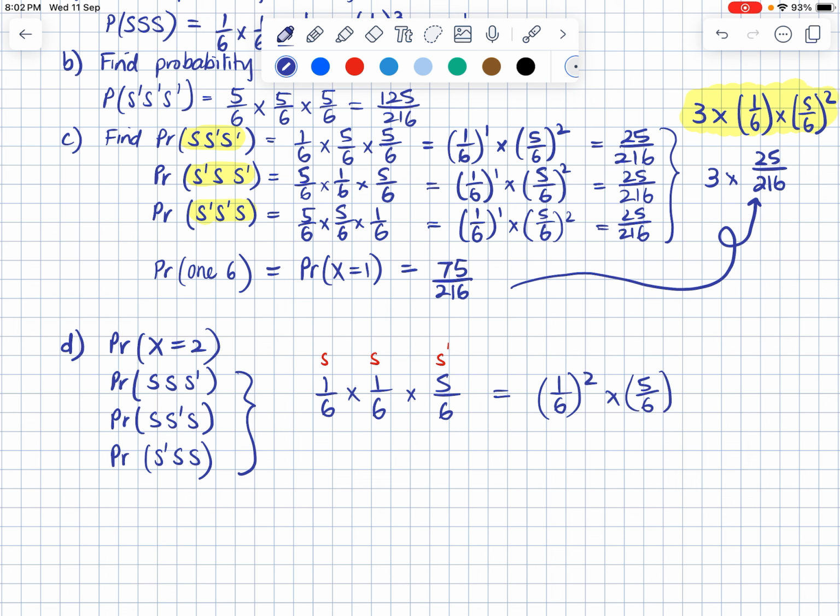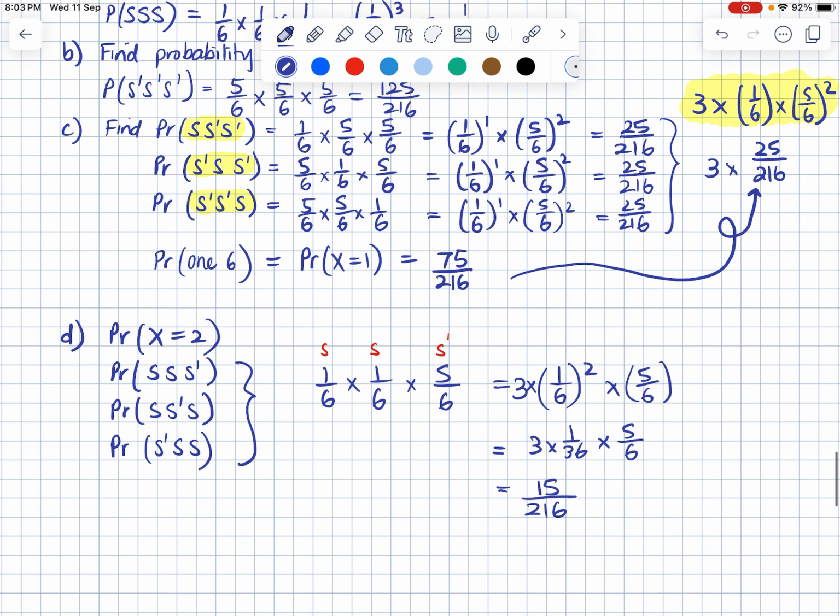And then how many different combinations do I have? I've got 3 different combinations for doing that. So to work out the probability of getting 2 6s, I've got 3 times 1/6 squared, which is 3 times 1 on 36 times 5/6, which equals 15/216. All right, so we have now all of the possibilities.